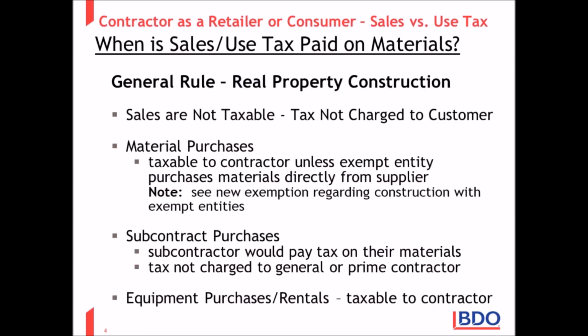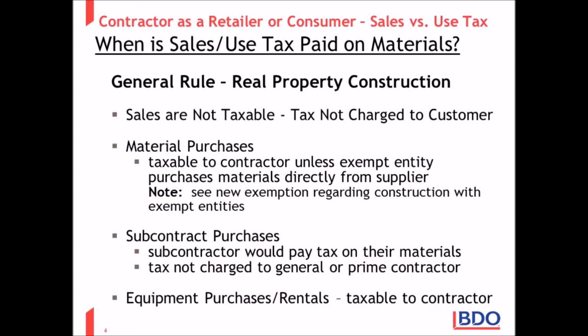Next we'll discuss the general rule for construction contracts for real property construction. When a construction contract is for real property, the sales are not taxable. That is, sales tax is not charged to the customer. In a construction contract for real property, the material purchases are taxable to the contractor unless the customer is an exempt entity that purchases those materials directly from the supplier. We'll also get into the new exemptions and what the impact is with exempt entities.